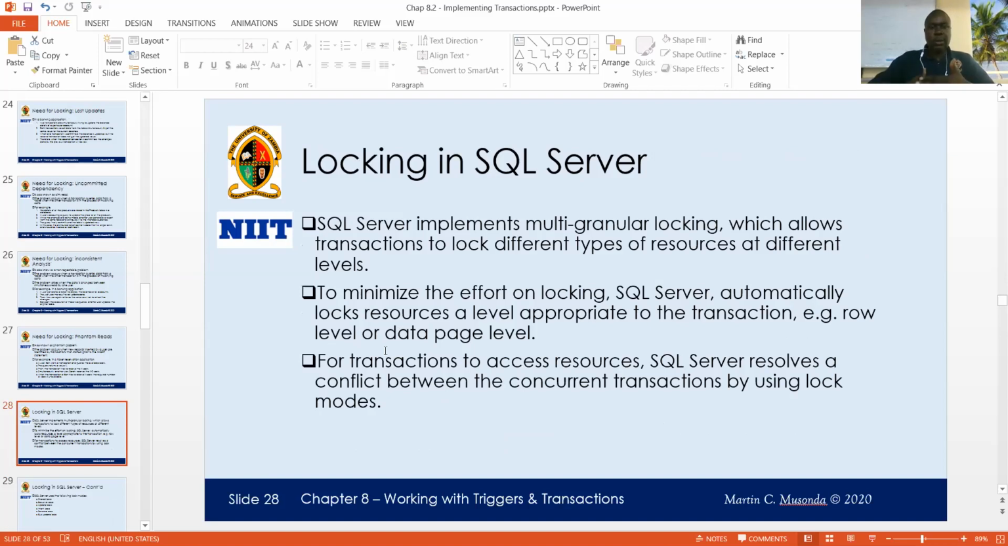So we have just been looking at why we need a locking mechanism in a database. Now, SQL Server implements multi-granular locking, which allows transactions to lock different types of resources at different levels. Multi-granular.